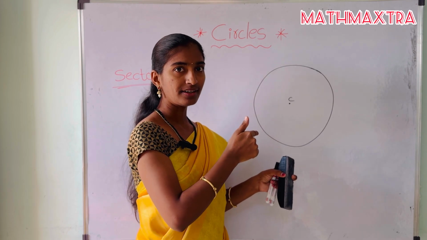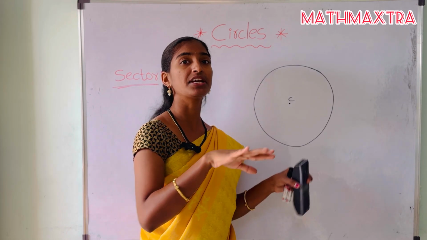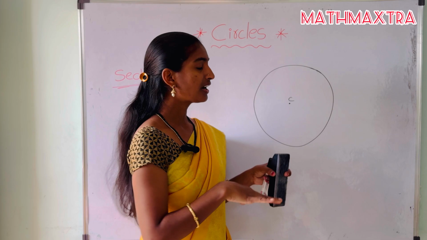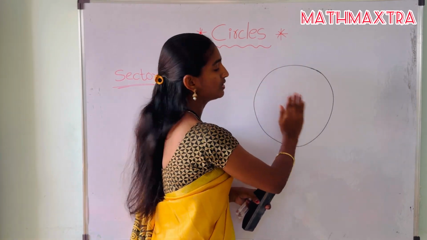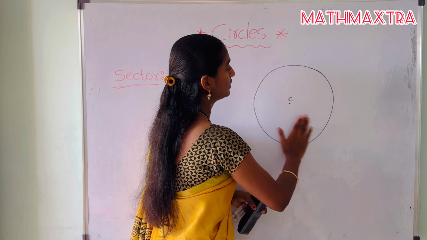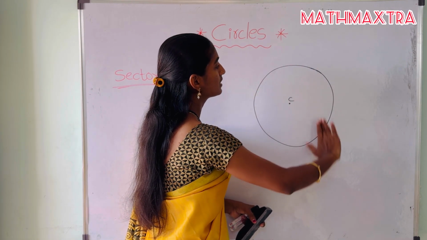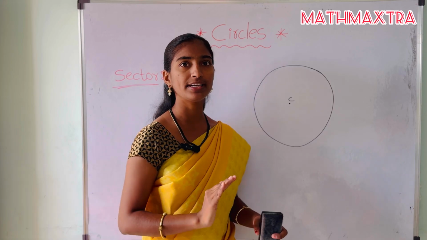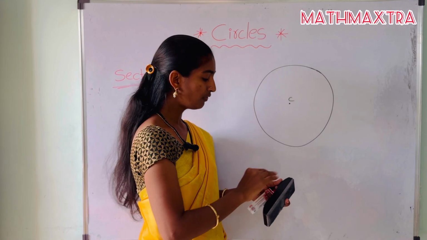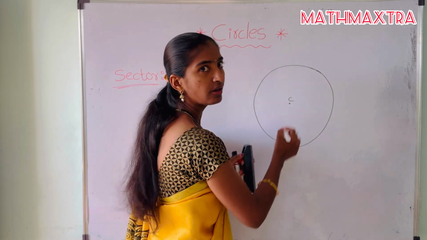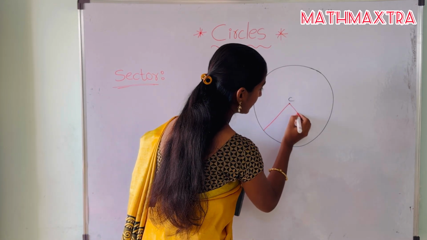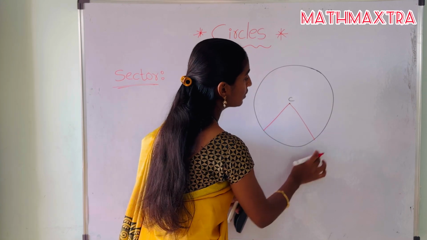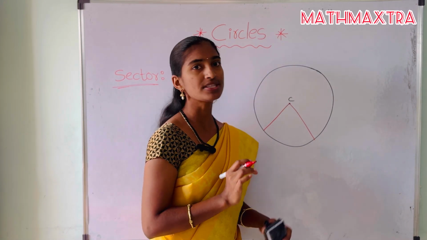So, what is a sector? It is a part of a circular region. A circular region is nothing but a circle along with its interior. Means if you shade all the interior along with the circle, we call it a circular region. So if you take a part of that circular region, we call this a sector of a circle.